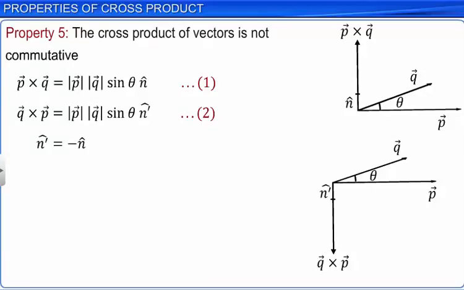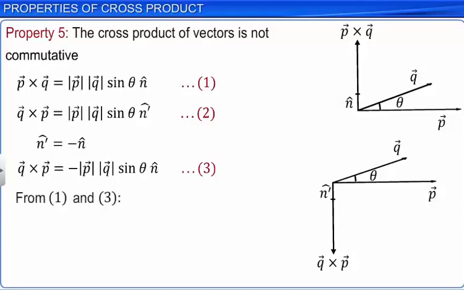Putting vector n dash equal to minus vector n in equation 2, we get equation 3. Comparing equations 1 and 3, we find that the cross product of vectors P and Q is equal to the negative of the cross product of vectors Q and P. This leads us to the conclusion that the cross product of vectors is not commutative.